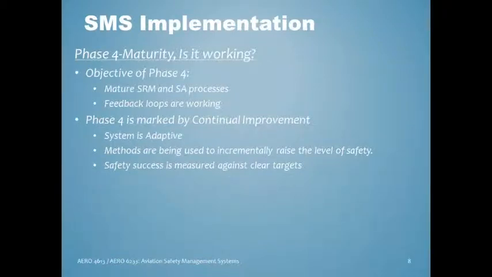Phase 4 is when the SMS is gaining maturity. There is no FAA exit checklist for Phase 4 of the SMS because the system is continually evolving. Phase 4 implementation is marked by continuous improvement. There are mature SRM and SA processes, and feedback loops are working.